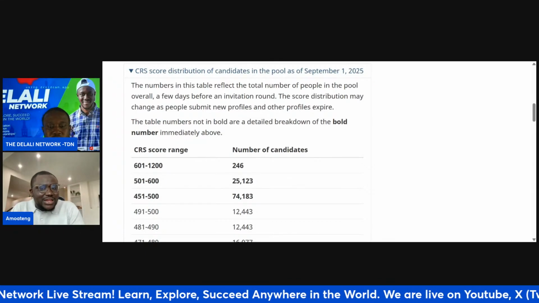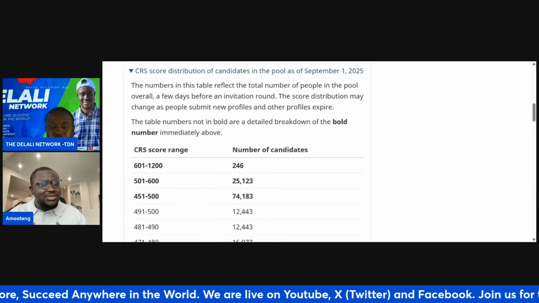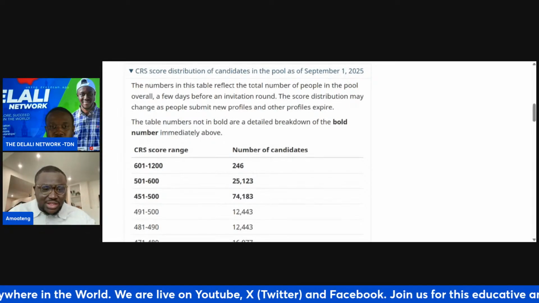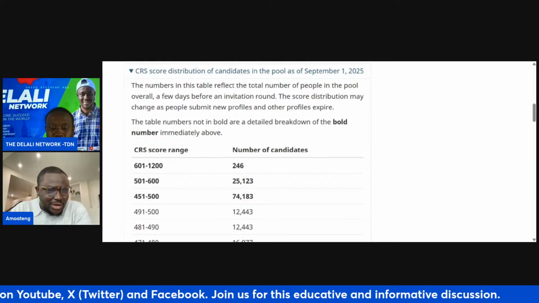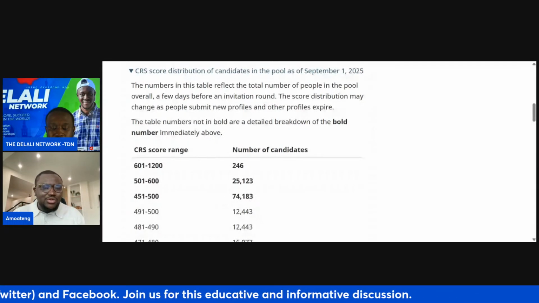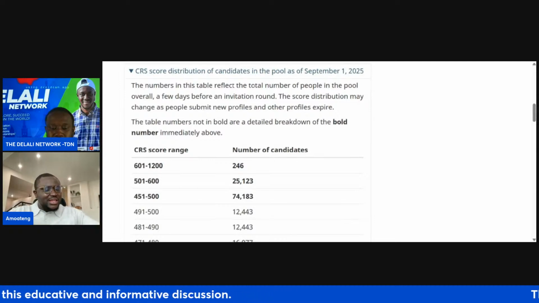Looking at the data right now, for the Canadian Experience Class, you need a higher point. IRCC can wake up one morning and change everything. That's up to them, but I'm talking from what I'm seeing right now. So right now you need a very good score for the Canadian Experience Class.